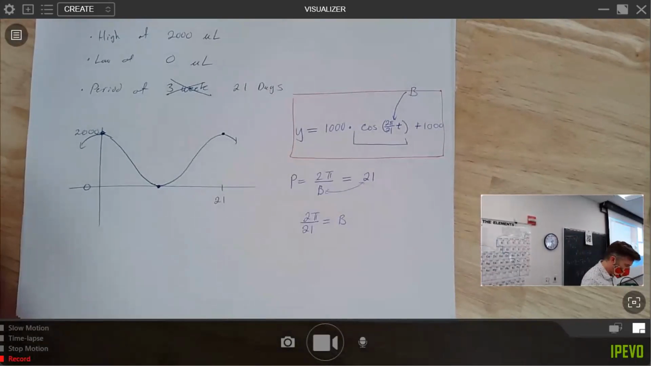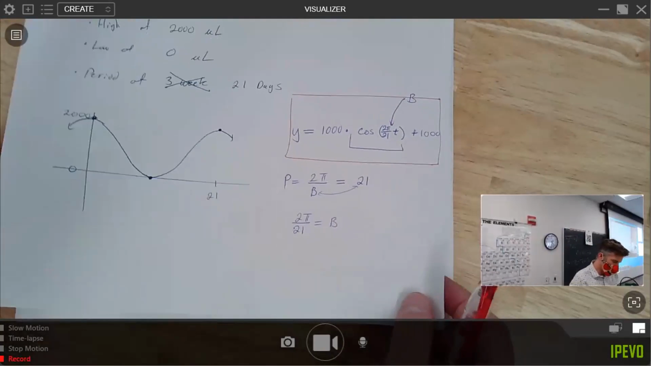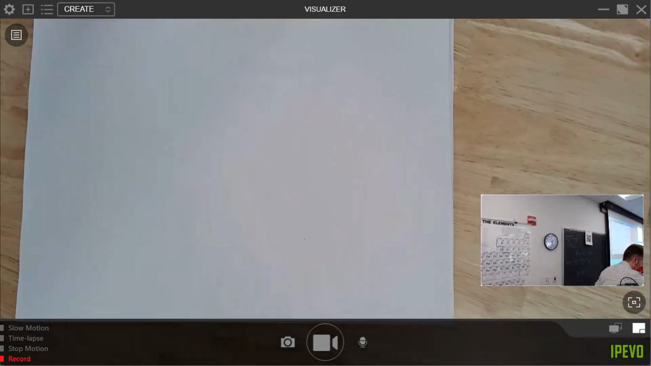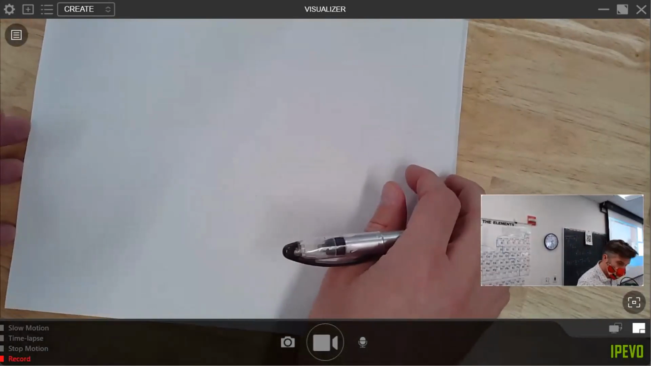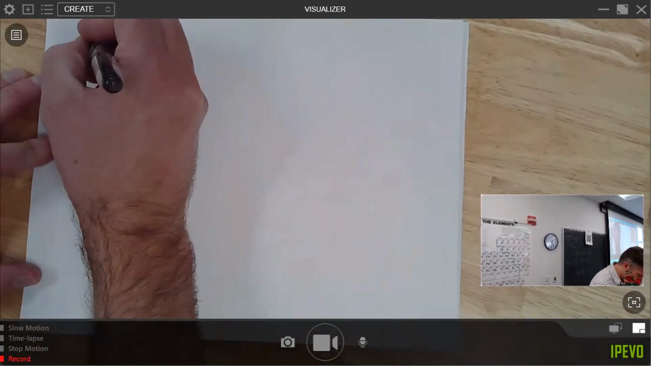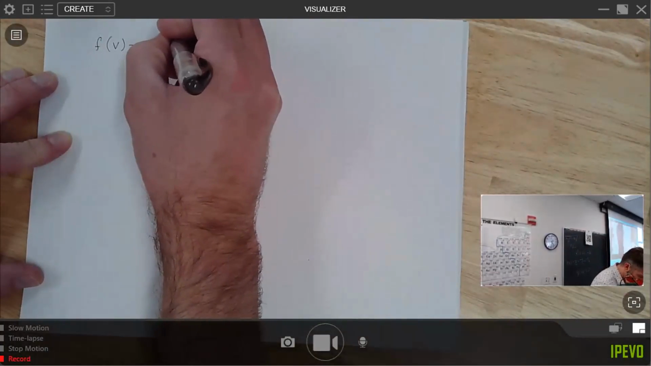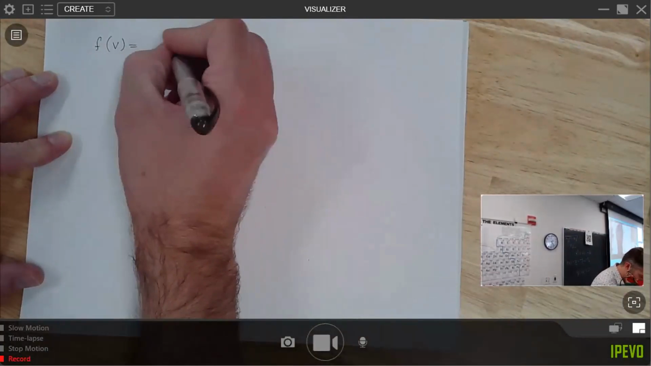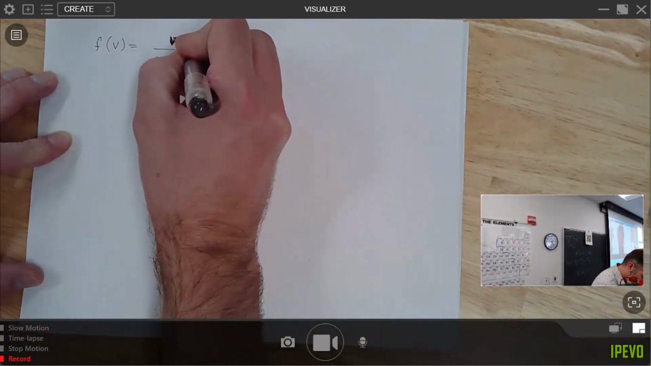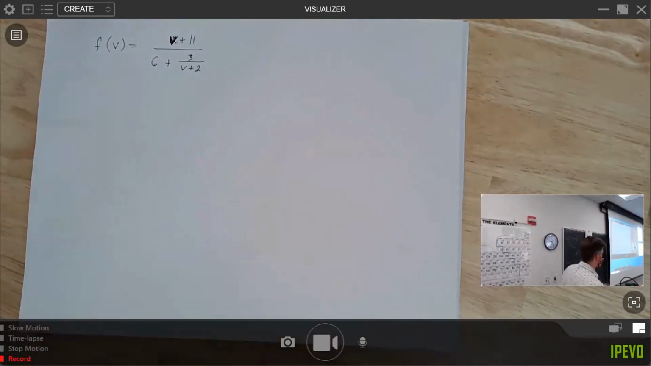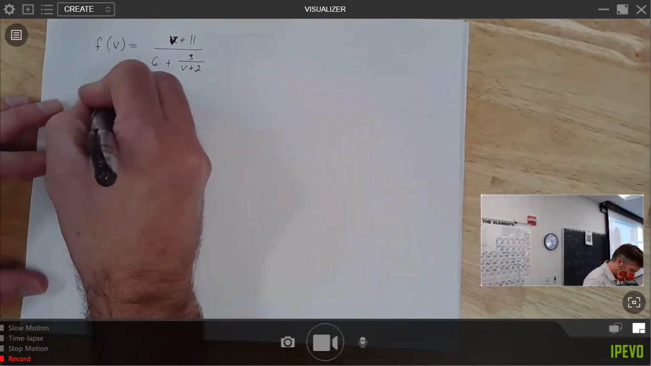Okay, let's talk about a few domain and/or range questions. Oh, that one looks tricky. So let's look at, I'm going to change letters here. Let's look at f of v equal to (v plus 11) over 6 plus 3 over (v plus 2). That looks unnecessarily complicated. But what I want to find out is, what's the domain?